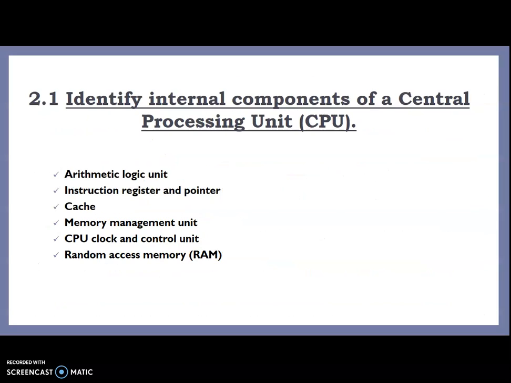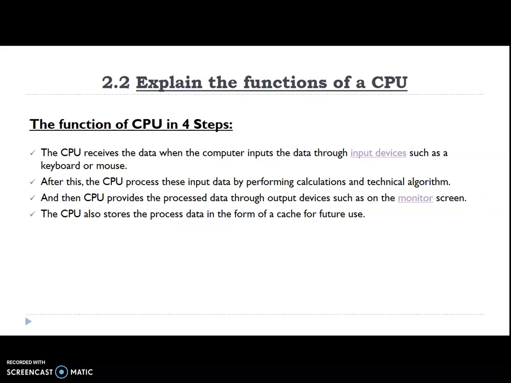Let's move on to topic 2.1. Identify internal components of a central processing unit. So basically there are 5 components of central processing unit, which are arithmetic logic unit, instruction register and pointer, cache, memory management unit, CPU clock and control unit, and random access memory, which is known as RAM. So now let's move on to topic 2.2.